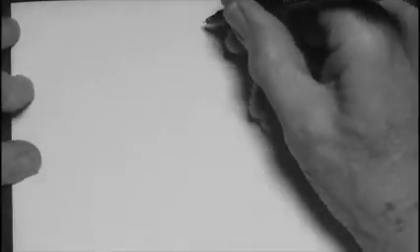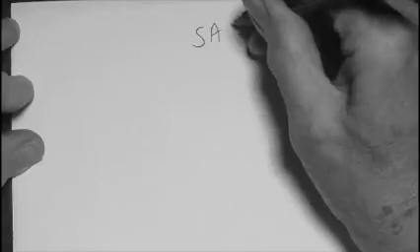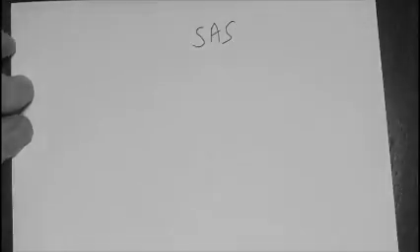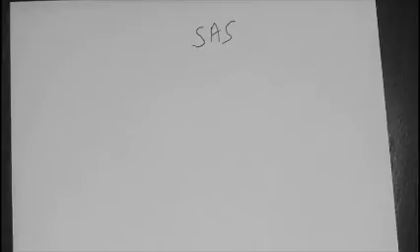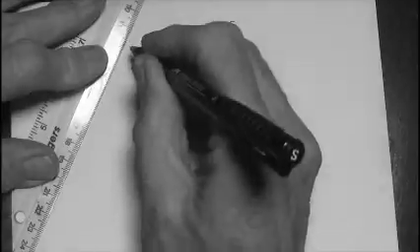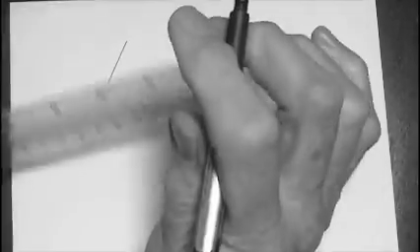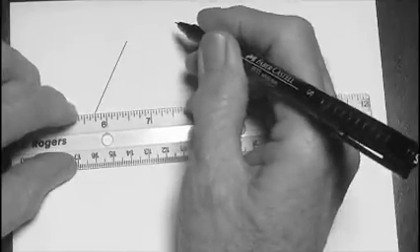Let's try and demonstrate what's called the side angle side method of determining triangles being congruent. And we'll start with an ordinary triangle of no particular description and see what we can do with it.